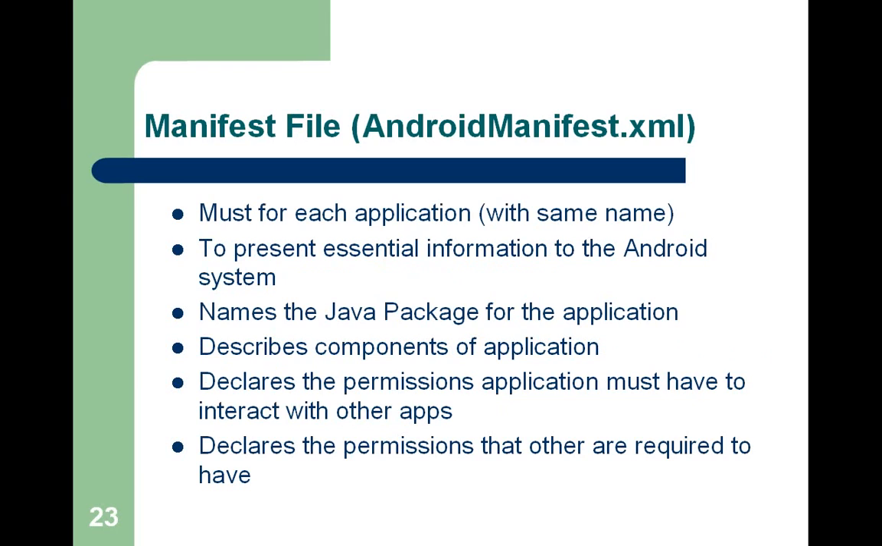This is the manifest file we talked about. It is a must for each application, and the name must be kept the same: AndroidManifest.xml. The purpose of this manifest file is to present essential information to the Android system. It names the Java package for the application, and it describes various components of the application.